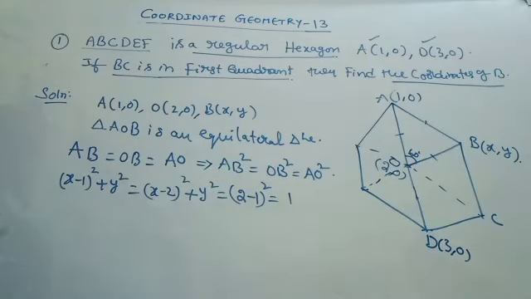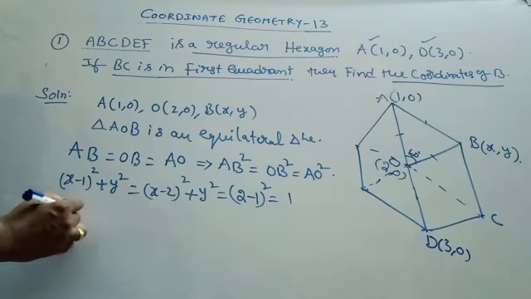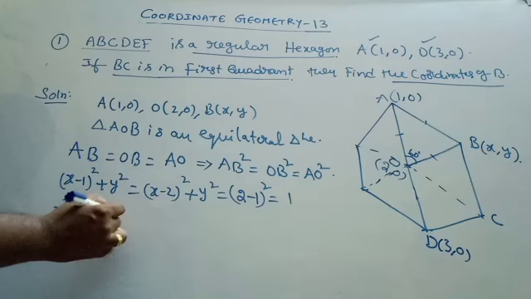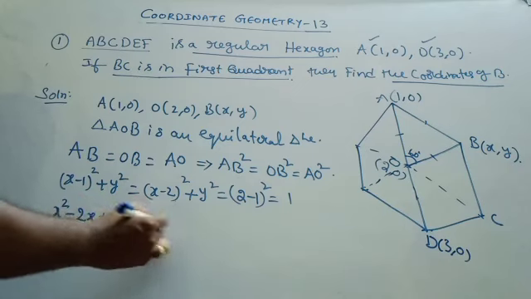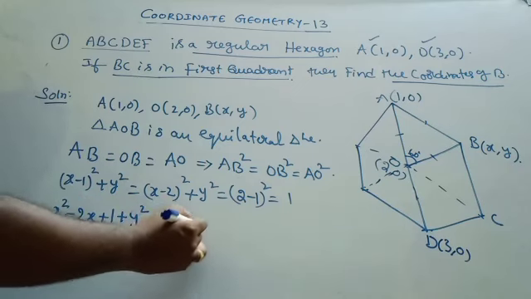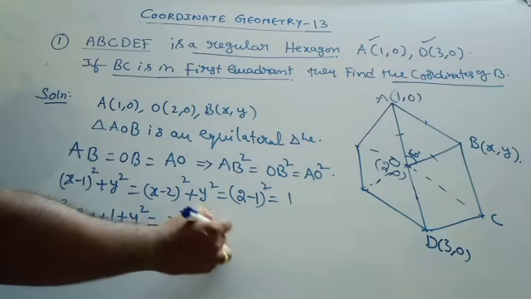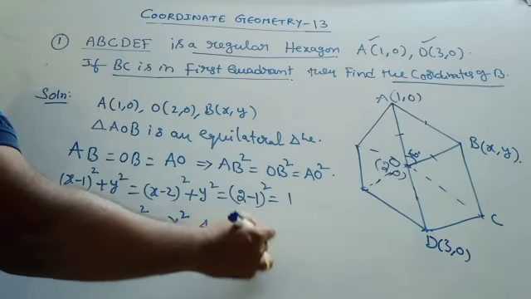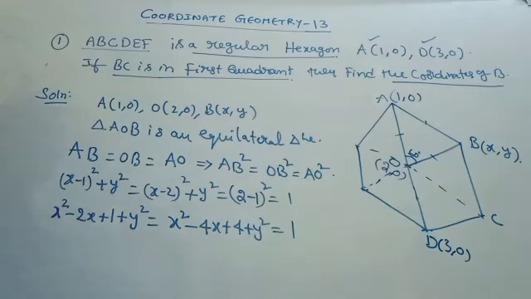Right. Now let us try to simplify this, my dear students. x squared minus 2x plus 1 plus y squared is equal to x squared minus 4x plus 4 plus y squared, which is equal to 1. Let us equate these.